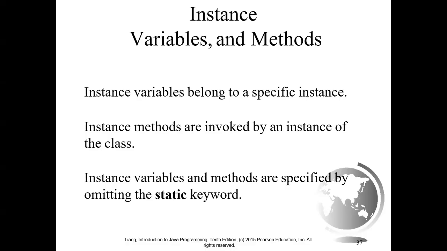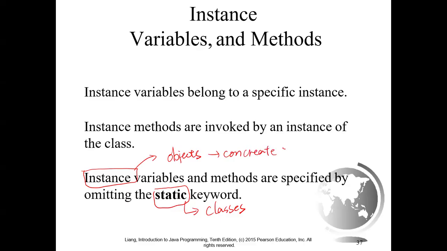However, if that is a static method, okay, you no longer need to create an instance. You can call the static method by its class name directly. We will talk something more about it in the next lab. And instance variables and methods are specified by omitting the static keyword. Because you will always remember that the static keyword is always related to classes, and the instance thing is only related to objects. We say a concrete thing.